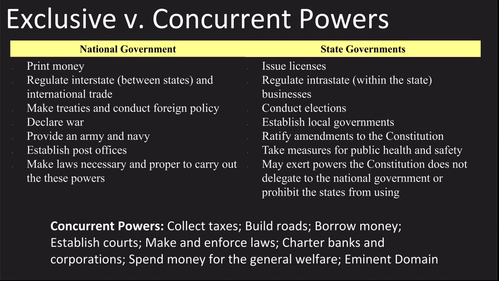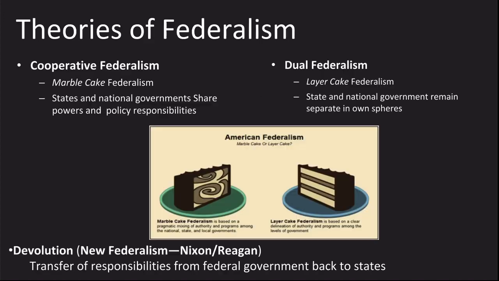However, this is a great place to pause this lecture and take note of the different exclusive or concurrent powers. When we think of theories of federalism and what federalism should be, there are two ways of approaching federalism. First, cooperative federalism, which in the marble cake metaphor, we call marble cake federalism. And this is the idea that we have both state and national governments sharing powers and policy responsibilities. Just like with the marble cake, the flavors are mixed with one another, and they work together to give us a unique flavor.